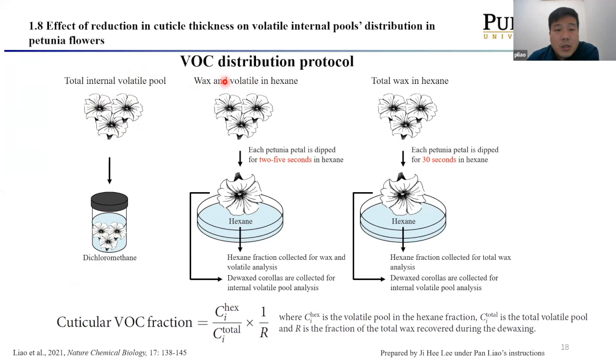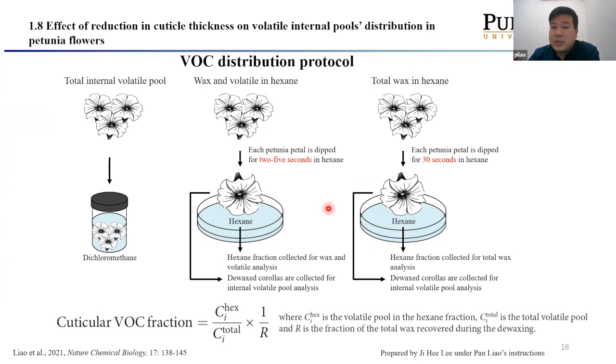Also we get the wax and the volatiles in hexane, and then we dip them for a very short time, only 2 to 5 seconds. For this part, we just want to get the volatiles from the cuticle part. Here we also get another set of samples to get the wax in hexane. Finally, for this one, we get the total wax in hexane. For example, here we put the petals in hexane for 30 seconds. What I want to emphasize is that when people extract wax, they do it similarly: they just dip, for example, the flowers or stem in hexane for several seconds.